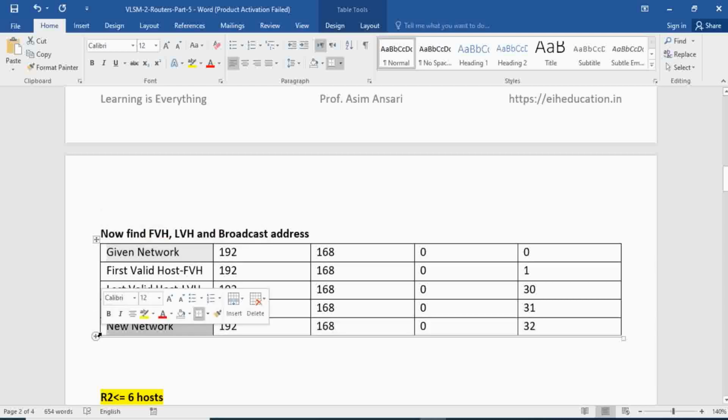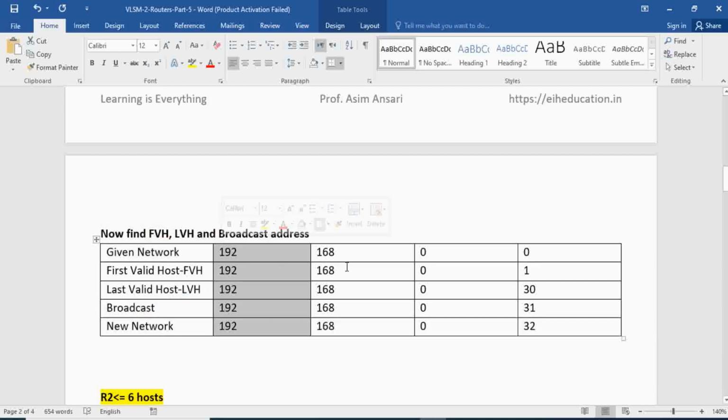After that write FVH. The FVH is the next IP of the given network. Now write the broadcast address. The broadcast address is the IP before the new network. And then write LVH. The LVH is the IP before the broadcast address.